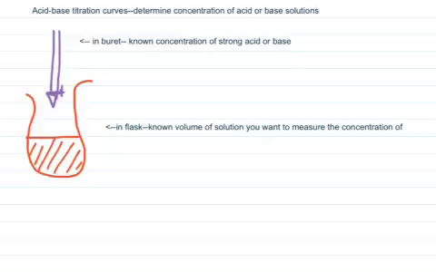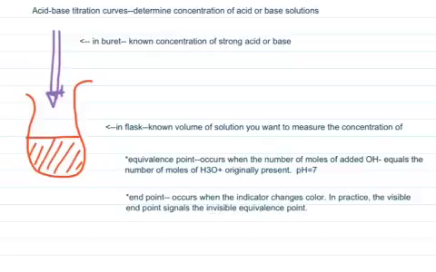Now I'm going to talk about two terms that you need to know: equivalence point and end point. So what is an equivalence point? An equivalence point occurs when the number of moles of added hydroxide equals the number of moles of hydronium originally present. When you have a strong acid and a strong base, this always happens at pH equals 7. Now when you have a weak acid and a strong base, or a weak base with a strong acid, your equivalence point will not be at pH equals 7. Again, pH equals 7 for the equivalence point is only for a strong acid with a strong base.